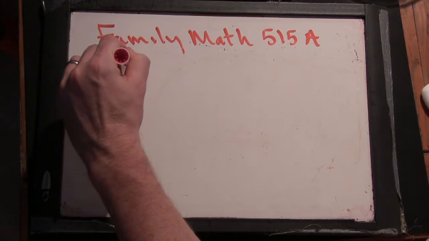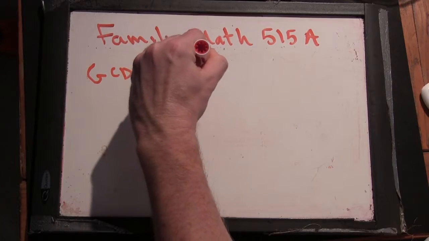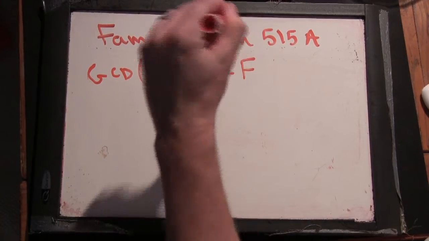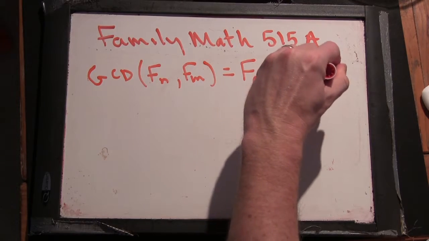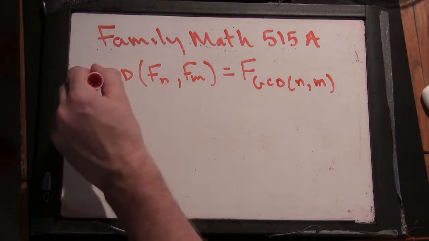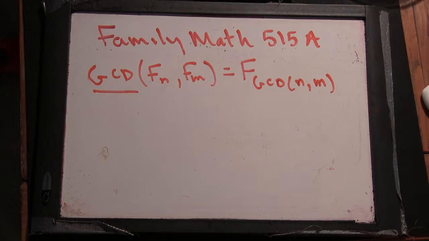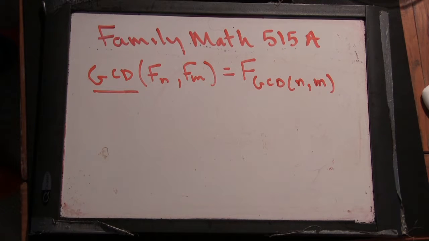So the greatest common divisor of Fibonacci n and Fibonacci m equals the Fibonacci number of the greatest common divisor of n and m. So, first of all, what does greatest common divisor mean? So it's basically the biggest number that you can multiply by a positive integer and get both numbers. Not necessarily the same positive integer.